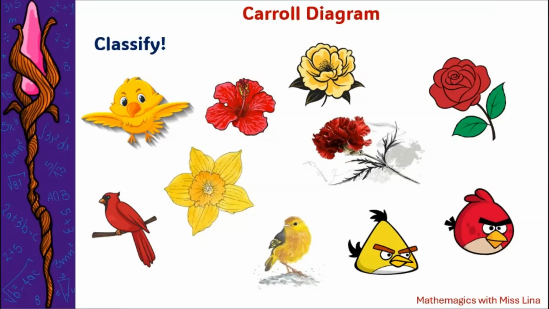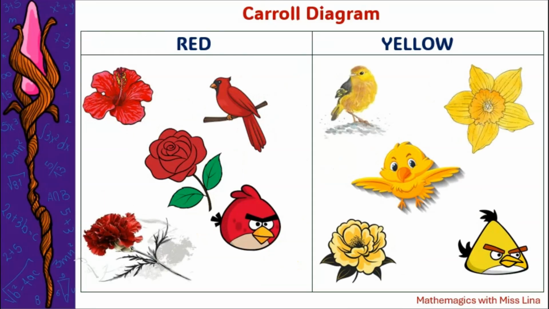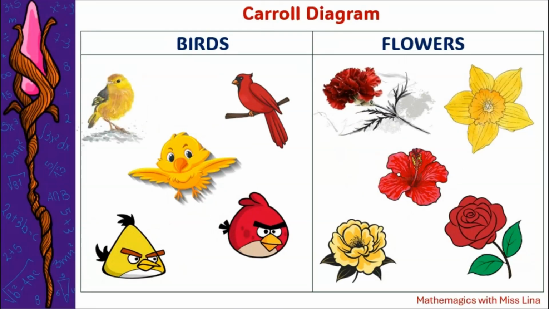So imagine that you have this group of elements here and you need to classify them. So how would you classify them? You could think that maybe there are some yellow, some red, and classify them in that way. So red and yellow elements. But there's also another special thing between them, right? You have birds and flowers. So that's another way that you could classify them. Birds on one side and flowers on the other side.